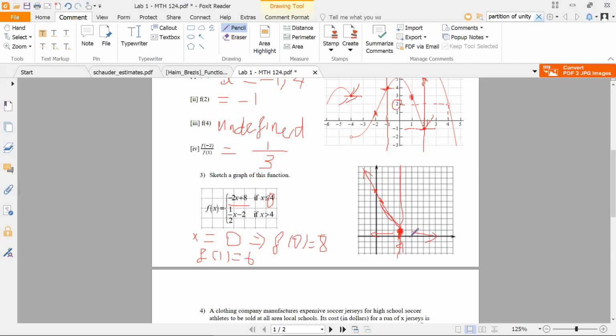So then 6 right here, 1, 2, 3, 4, 5, 6. The value of f(6) is 1, right? So this is 1. We have the first point. How about 8? 8 divided by 2 is 4. 4 minus 2 is 2. So then the second point is 2. So this is (8, 2).